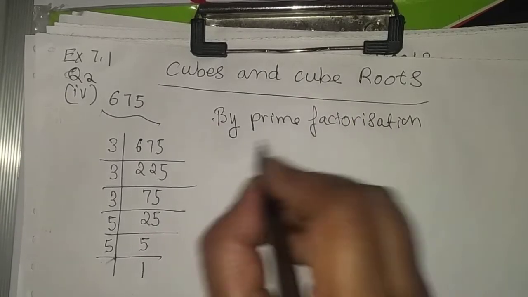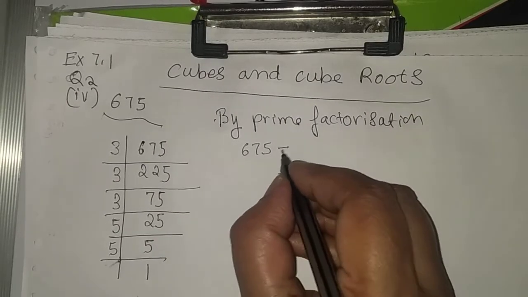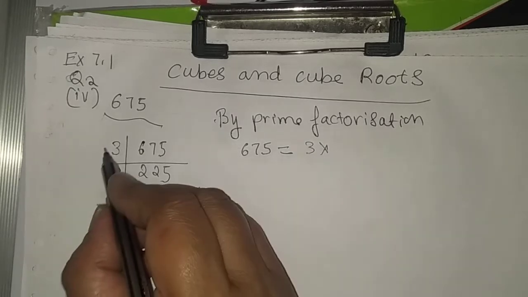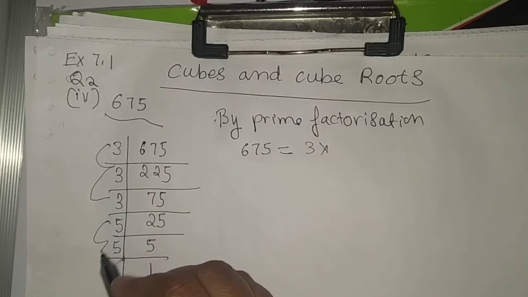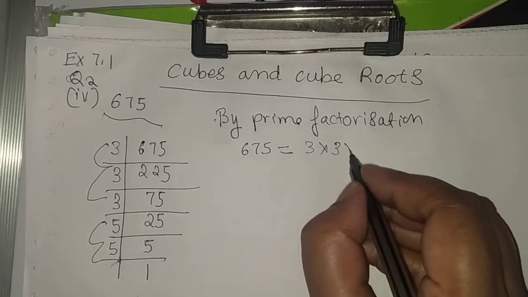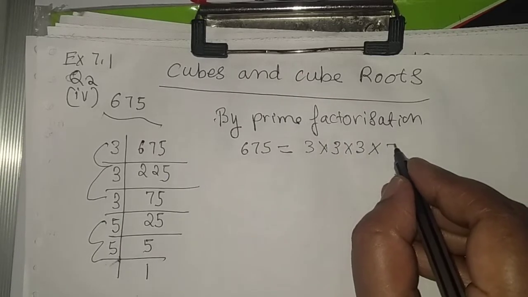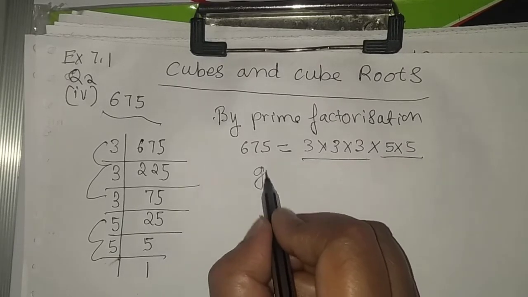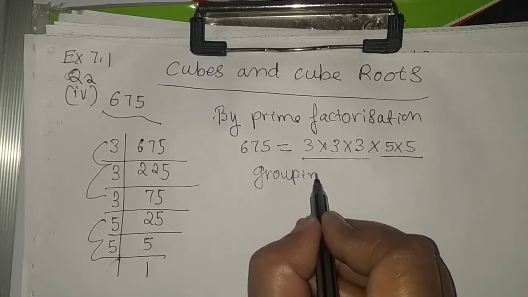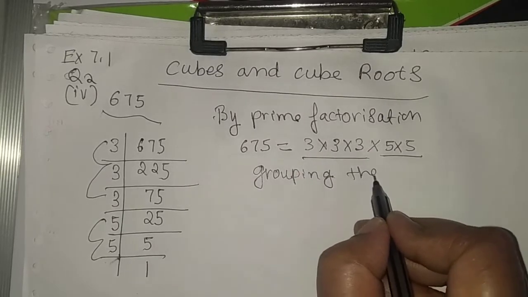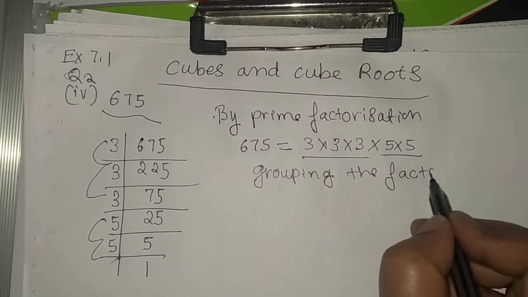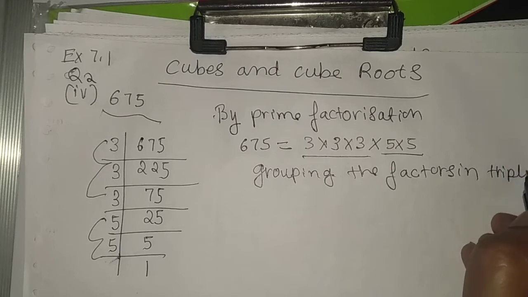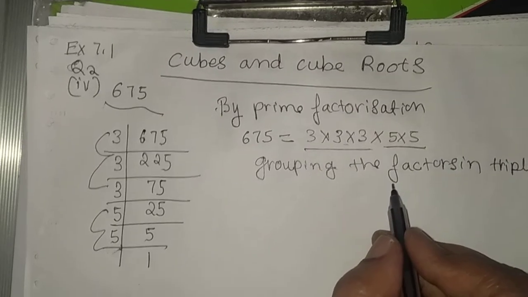So what we get is 675 is equal to 3 into 3 into 3 into 5 into 5. There are three 3's here and two 5's. So now we group the factors in triplets. Grouping the numbers into 3 is called triplets.